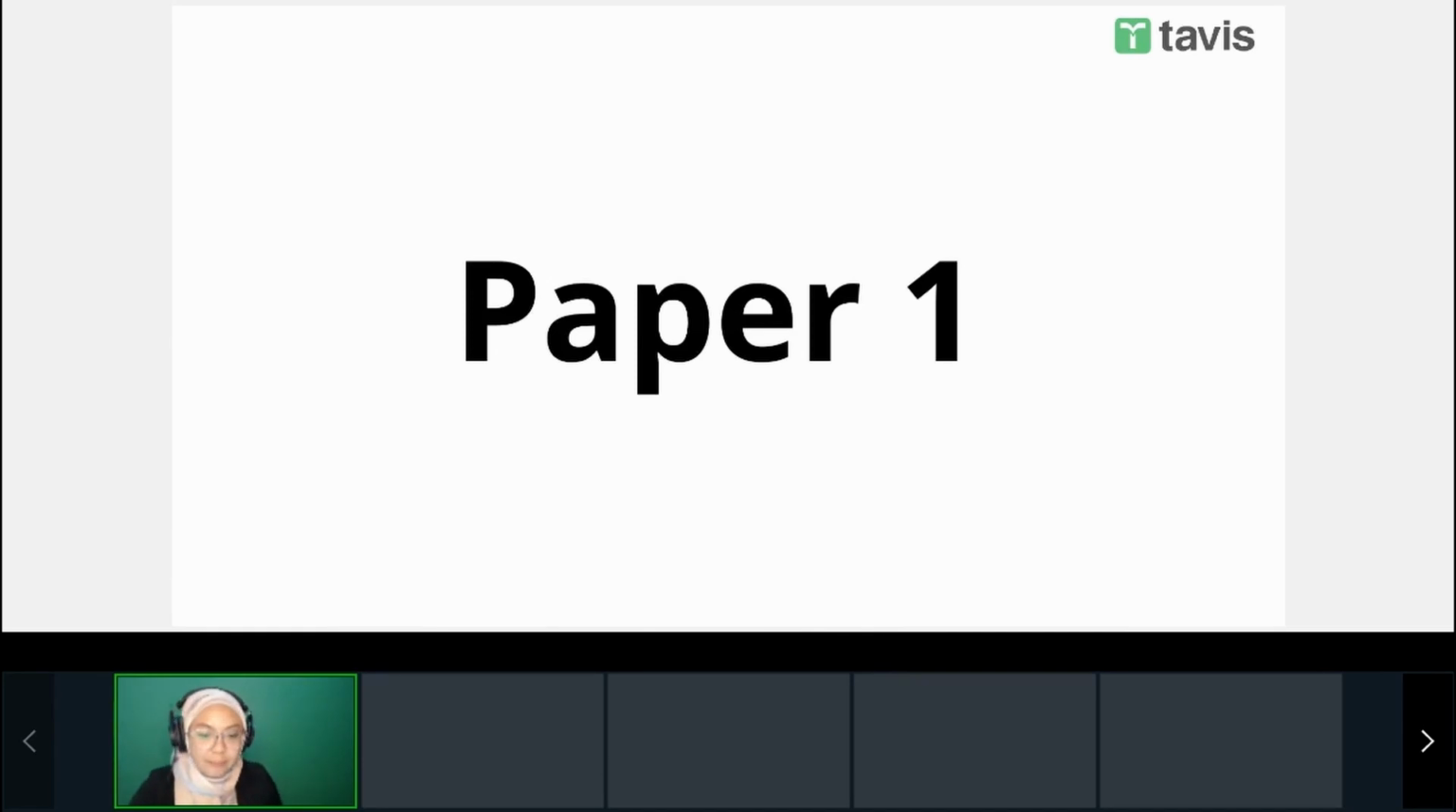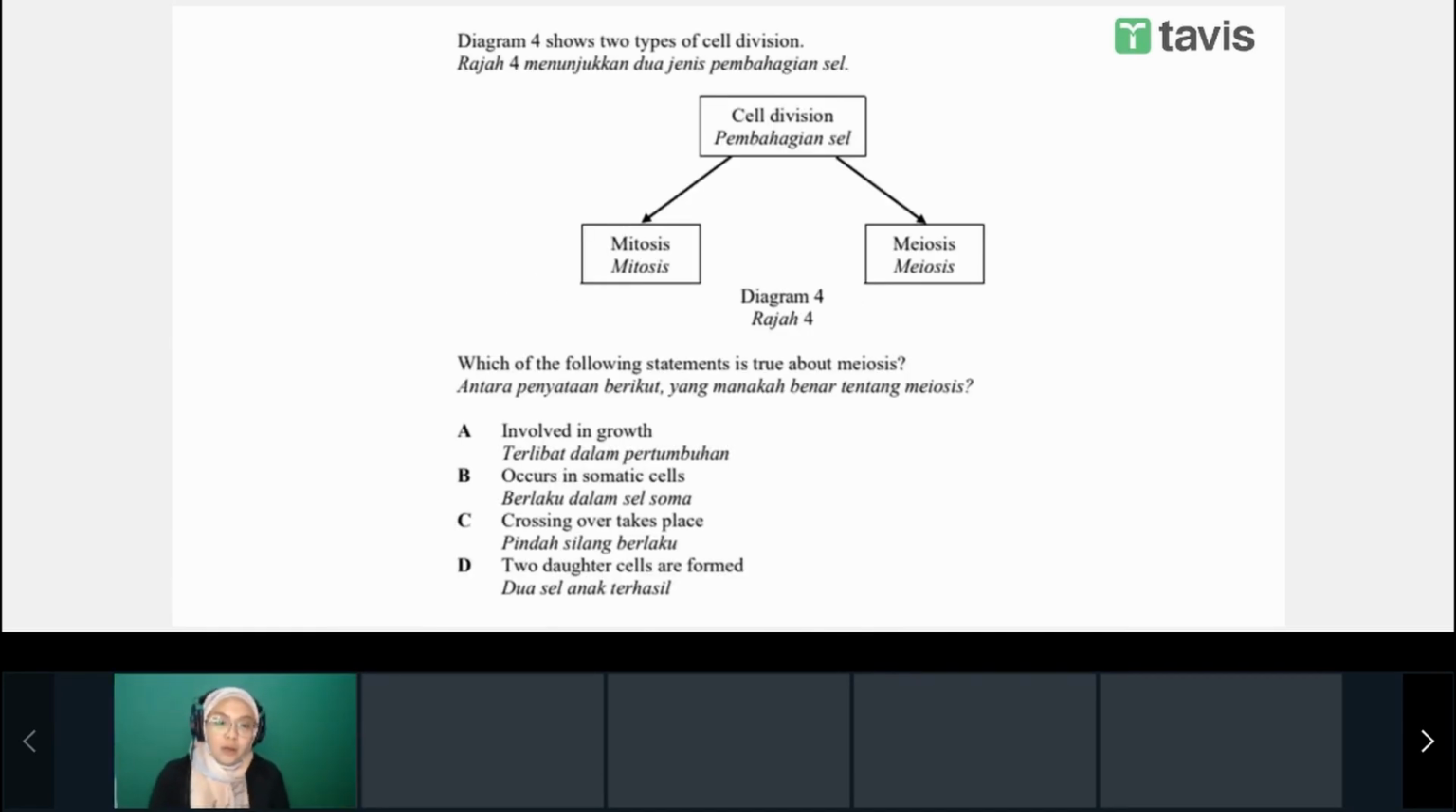Okay, now we go to the sample of paper one. We try to apply the GPS technique in this kind of question. Let's go. Diagram 1 shows two types of cell division, mitosis and meiosis. Which of the following statements is true about meiosis? Involved in growth. They ask about meiosis. The one involved in growth is mitosis, teacher. So this one is absolutely incorrect, so please remove it.